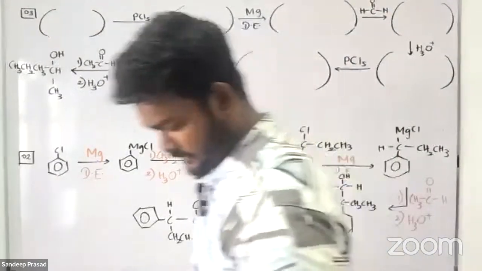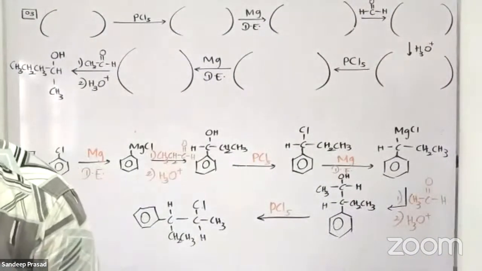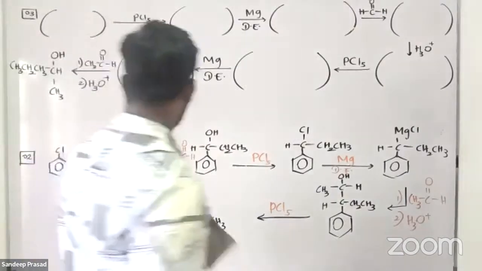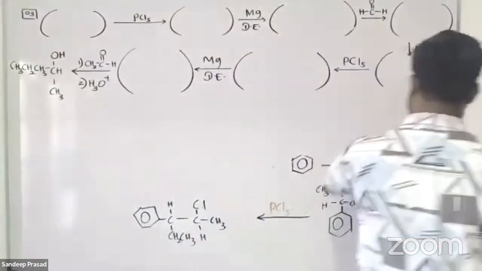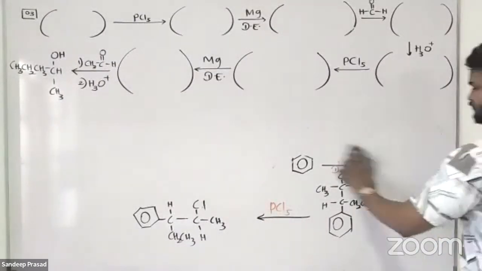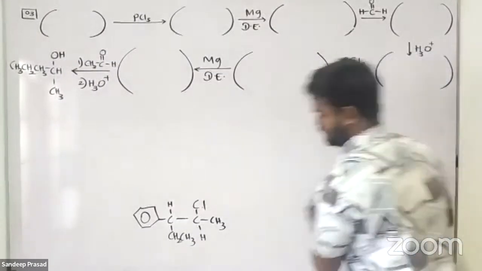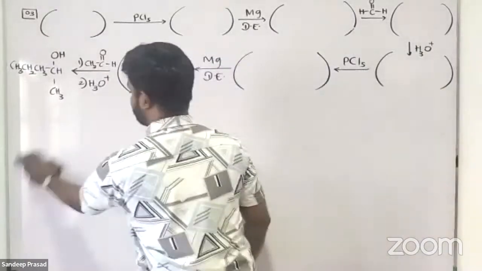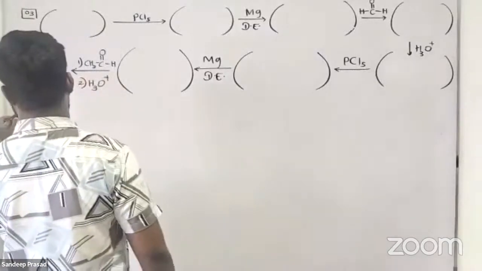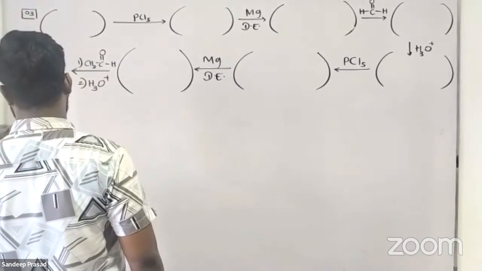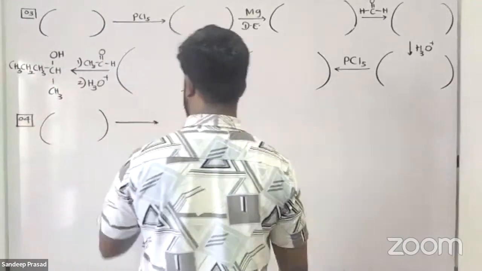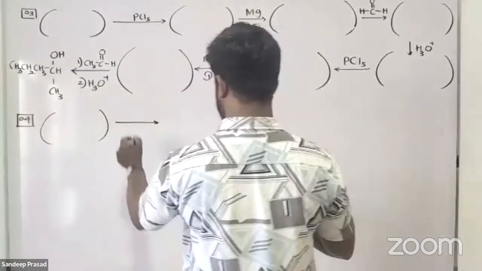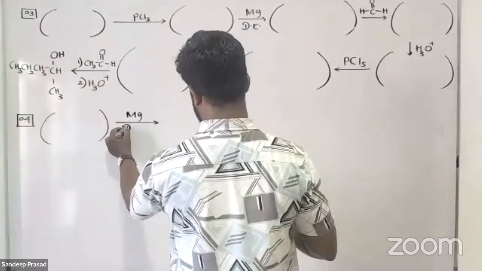And I'll put the fourth one also. Look at the fourth one. So the fourth one is also likewise. The initial compound is not given. The final one is given. You have to find it. Okay, let's see.